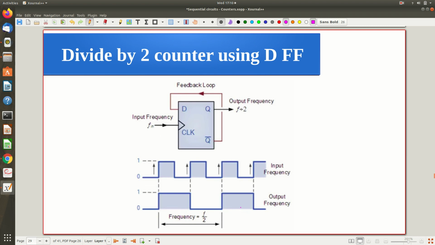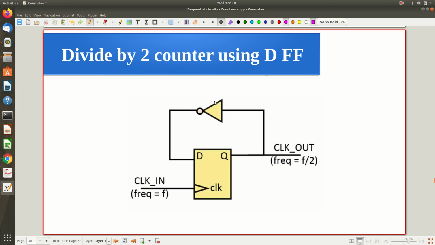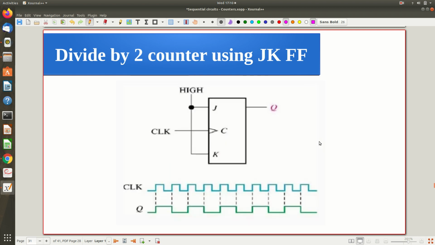We will see that. Now divide by 2, this is again the same circuit; I have taken a different figure. This Q bar you are connecting, or what you can do is negate this D if Q bar is not available, something like that. So that way also you can connect. Same circuit, I have shown a different diagram.